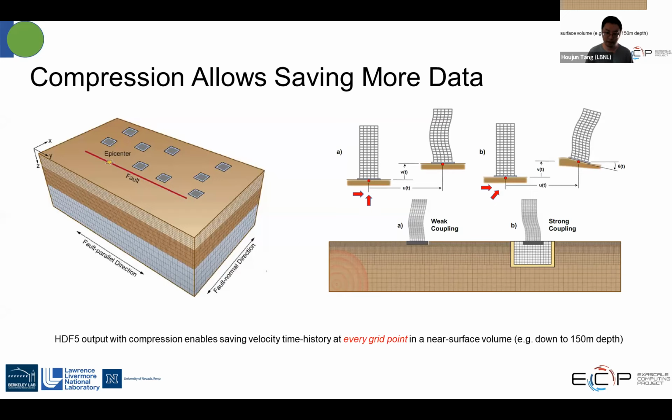On the right part of the figure here, I'm showing two typical analysis types. One is called weak coupling, the other is called strong coupling. The weak coupling takes the ground motion time history of one grid point and applies it to a building to see how the building shakes when an earthquake happens. For the strong coupling, instead of using just the motion from one grid point, it uses a 3D subdomain of motion values and applies those to the buildings to see how the building reacts.